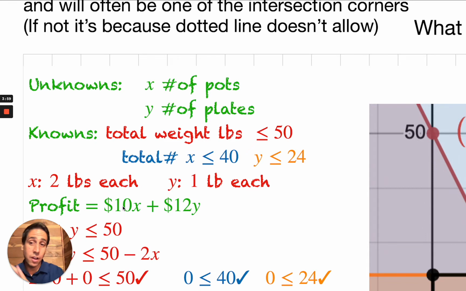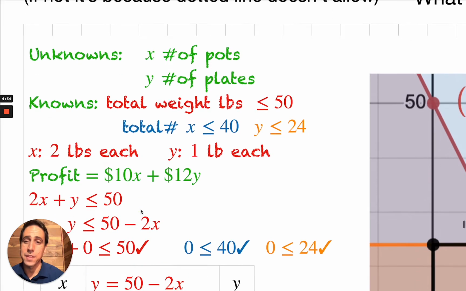All of that should at least be a little familiar from the last video and the last section. But here's the new thing. Profit. This is an equation that has 3 unknowns. We don't know the profit. We don't know how many X. We don't know how many Y. But this is how we're going to calculate the profit. We take whatever X value, however many pots we choose, times 10 plus however many plates we choose times 12, and add them up, and that's the total profit. This is the equation that's going to help us figure out which point in the feasible region is actually going to be best, because we want to maximize that profit and be rolling in the money. Here we go.